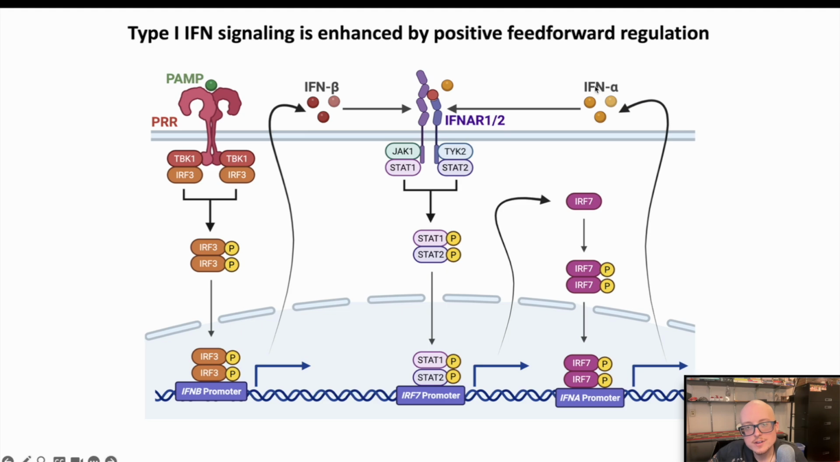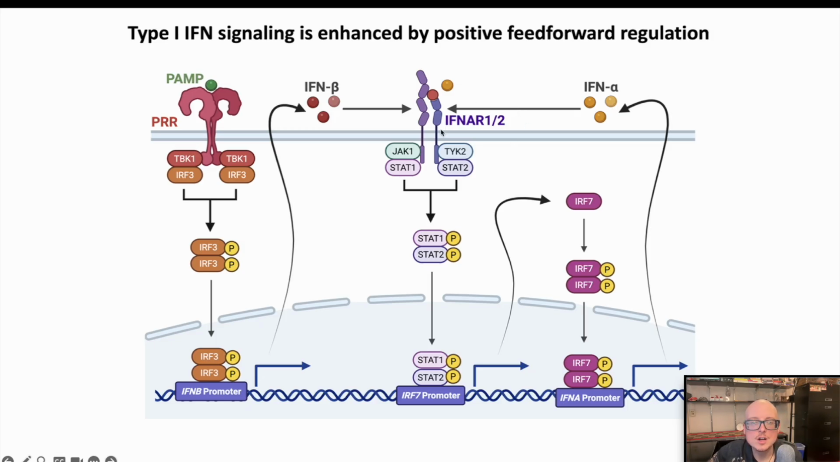And remember that interferon alpha and beta have the same receptor, IFNAR. So interferon alpha can then go and activate IFNAR. And you can notice here that that leads to more STAT phosphorylation, which leads to more production of IRF7, which leads to more interferon alpha being made, which then leads to more stimulation of the type 1 interferon receptor.